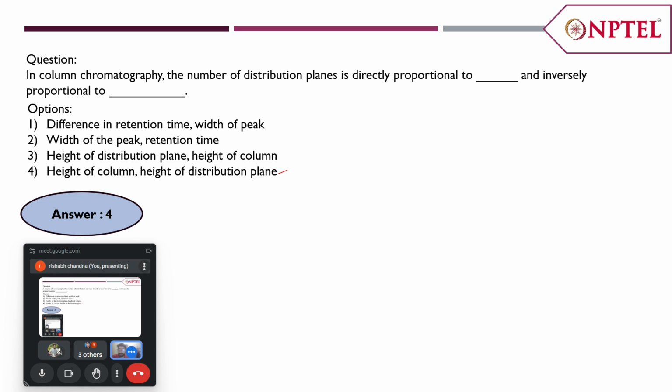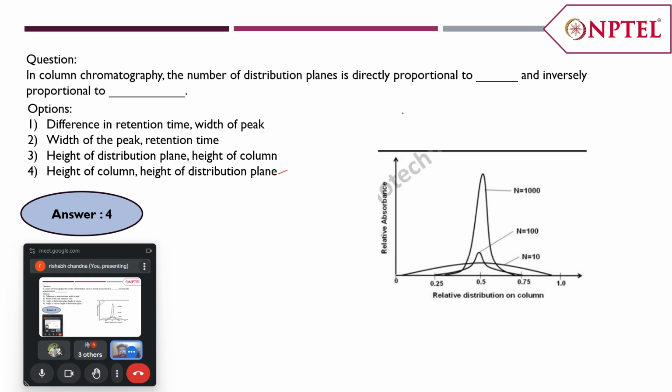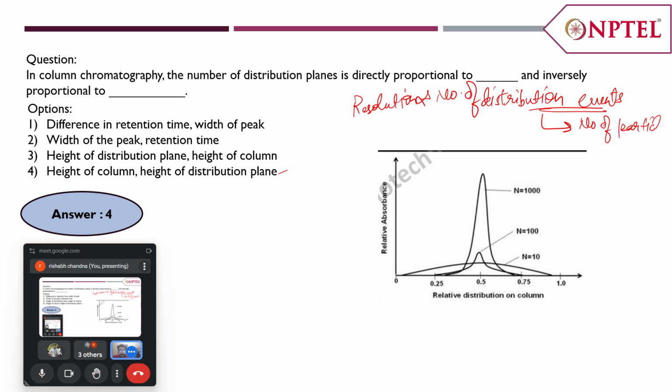So yes, the correct answer is option number 4. That is, the number of distribution planes is directly proportional to the height of the column and inversely proportional to the height of the distribution plane. So what happens basically? The resolution that we say depends directly on the number of distribution events. So these events are basically based upon the number of particles that are attracted towards the mobile phase. Okay, that means that the number of particles that are being attracted towards the mobile phase will be separated easily.